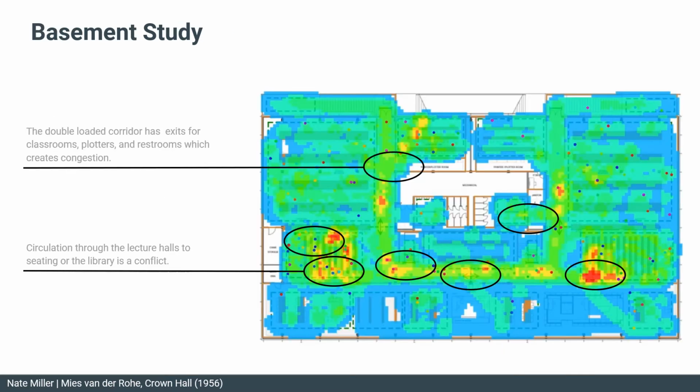The basement sees much more conflict. The organization of this floor can be considered more traditional compared to the floor above. Many users come within close proximity of one another, especially when headed into the lecture halls. The lecture halls themselves are problematic due to dense seating arrangements and single-file circulation paths.